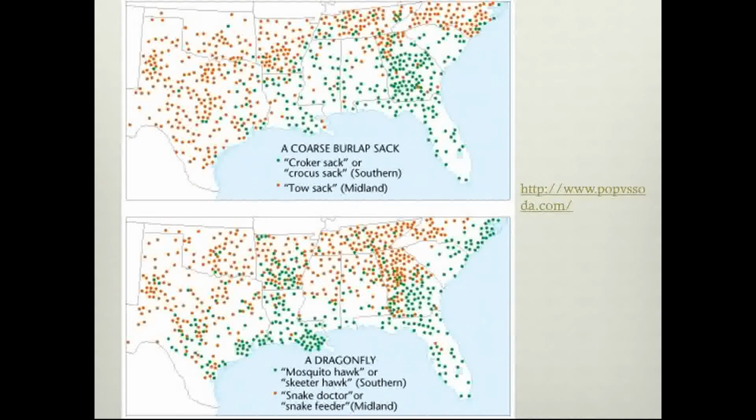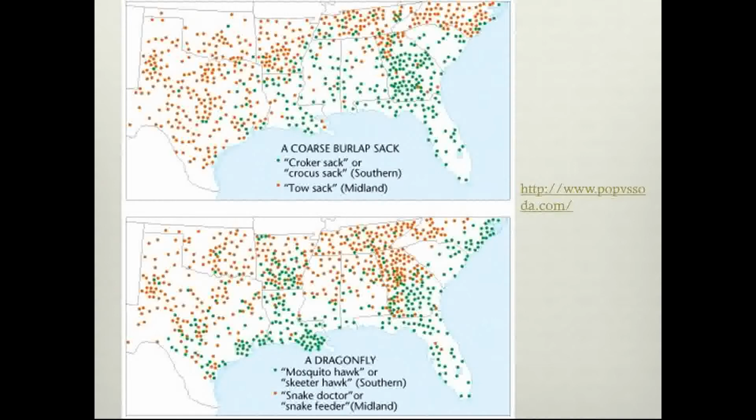Okay, so here you can see the plotting of the use of particular terminologies. Looking at the South, for example, in our top map, we could create an isogloss between the use of croaker sack or toe sack and create an area that is a particular usage of a particular vocabulary term.